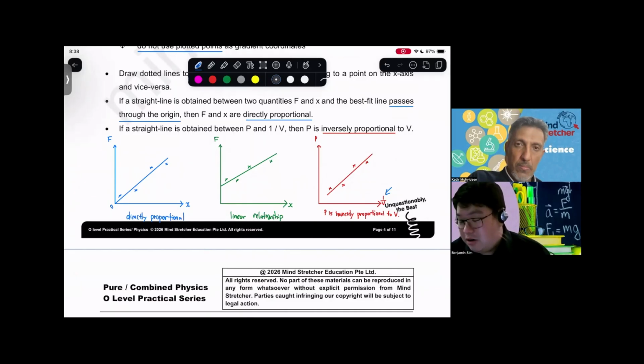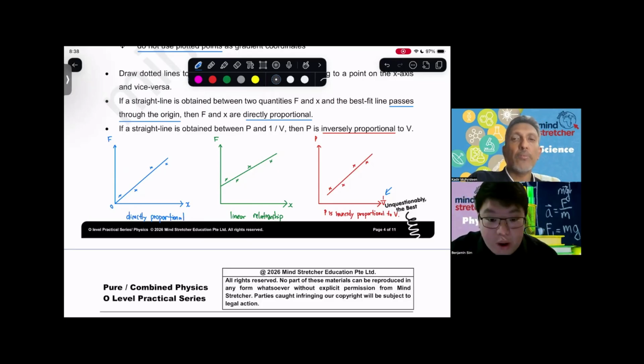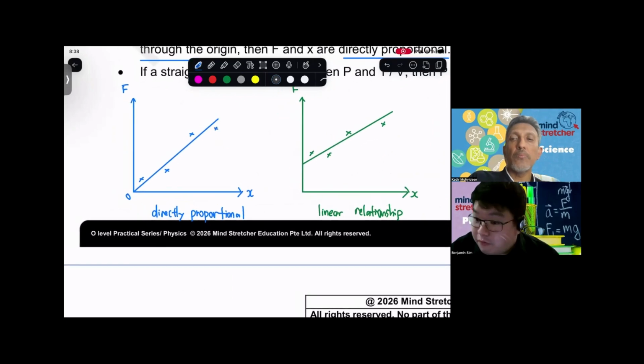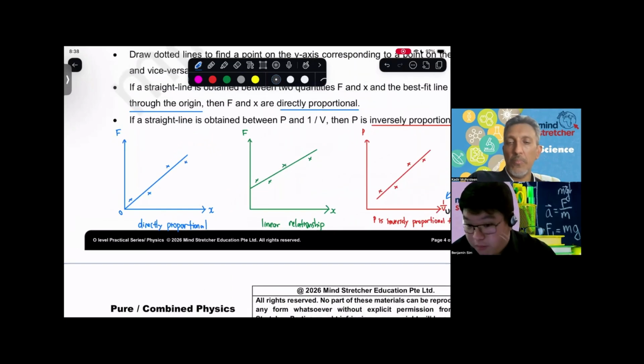Okay, it is not necessary, because for an inversely proportional relationship, mathematically speaking, it does not necessarily have to pass through the point of origin. It is only required to pass through the point of origin when you are talking about a graph where it is directly proportional. But for inversely proportional, you don't have to pass through the origin.